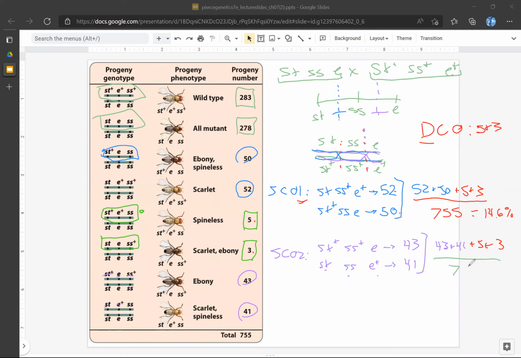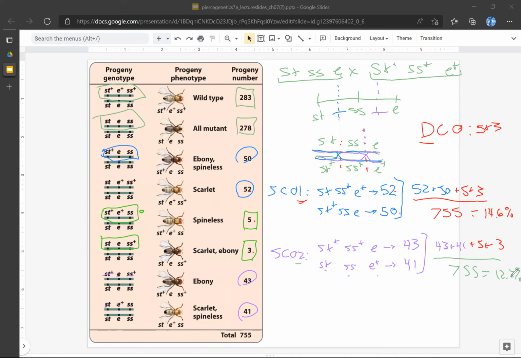Divided by our total. So the number of individuals who showed or experienced crossing over at the second locus, divided by the total number of individuals, gives us the frequency of individuals that had crossing over at the second locus. And this is 12.2%.